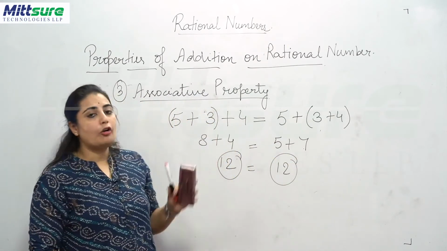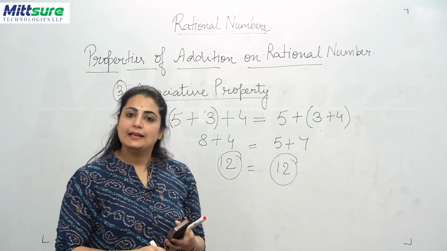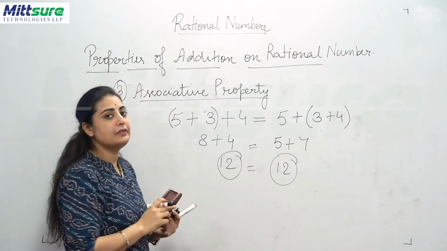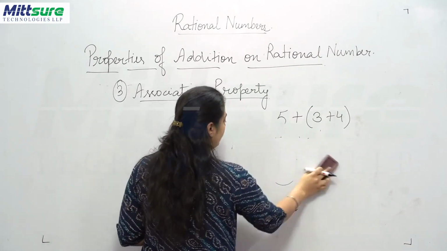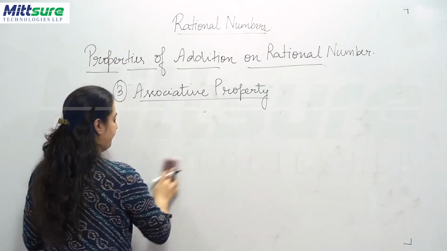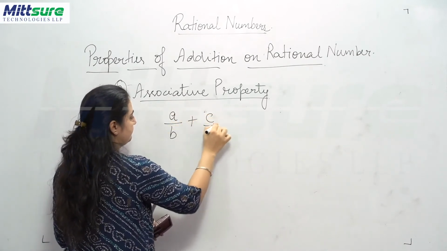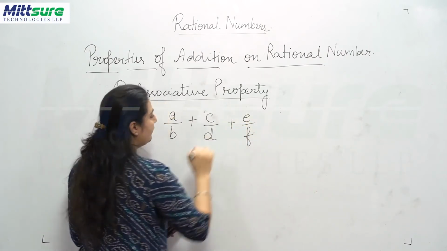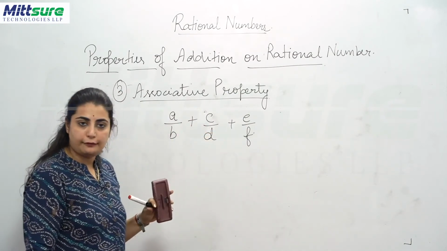So when we talk of natural numbers and whole numbers, the associative property exists with them. Now let's see whether the same takes place with the rational numbers or not. Now I have three rational numbers: A upon B plus C upon D plus E upon F, right?